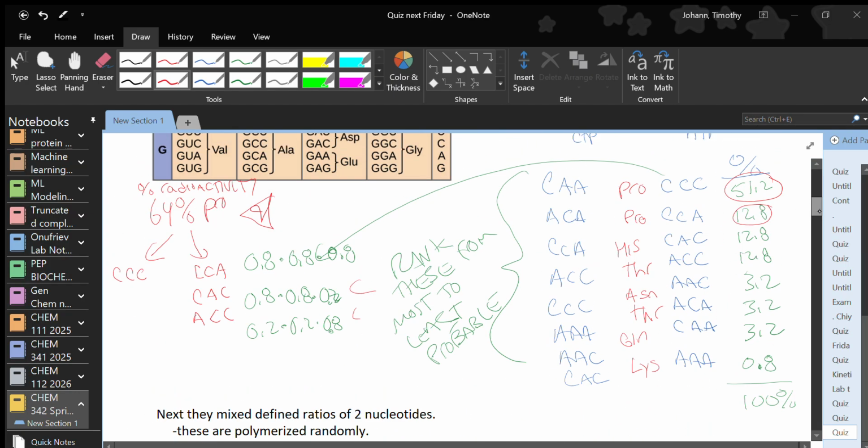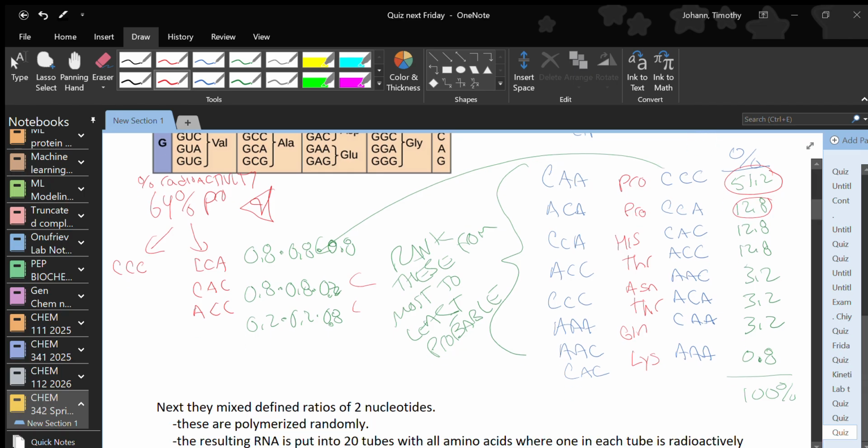All right, so we can then look at the percentages of all of these. So threonine, what percentage of the radioactivity would be in threonine? 16, right? 12.8 plus 3.2.